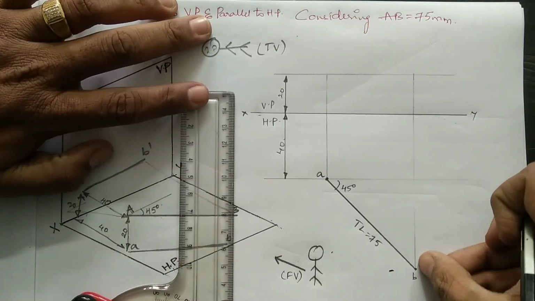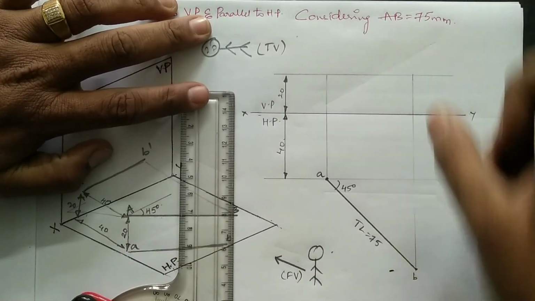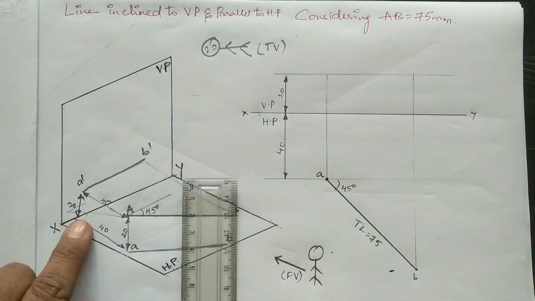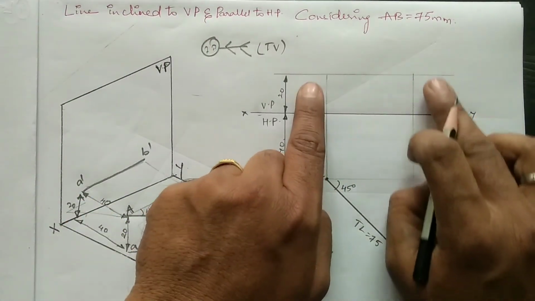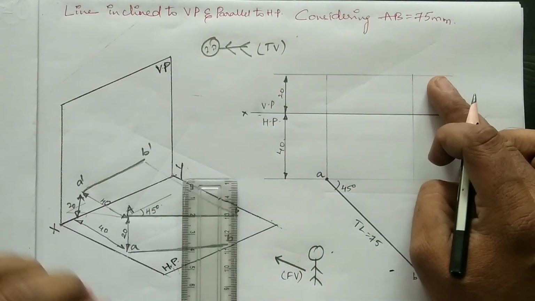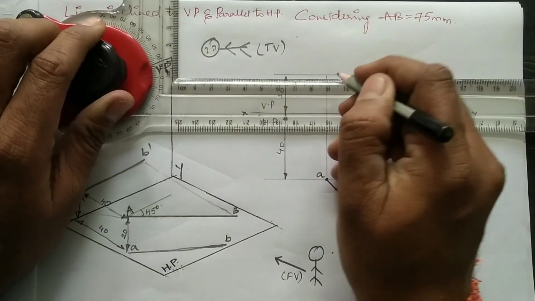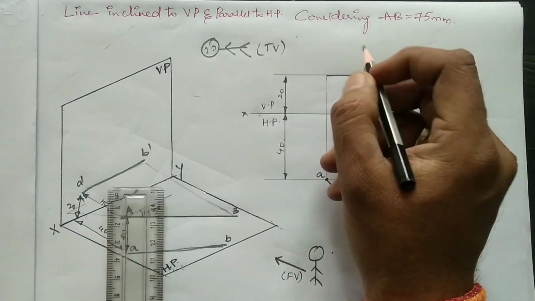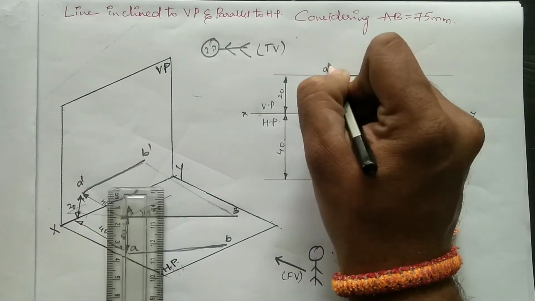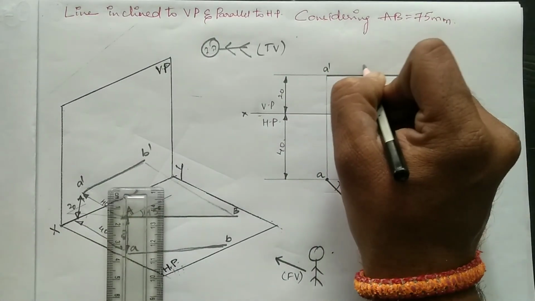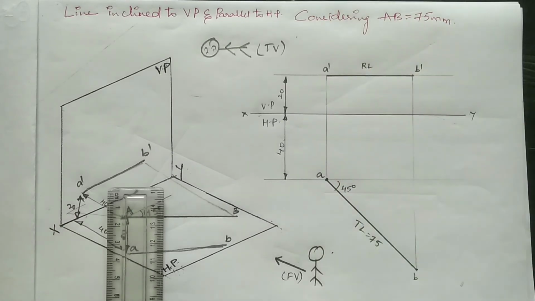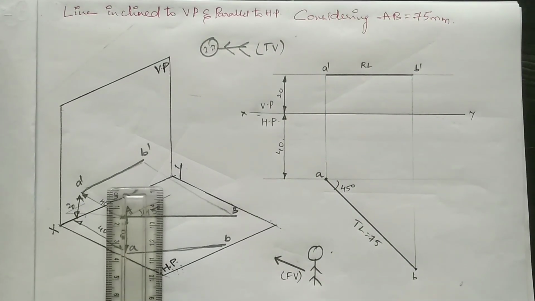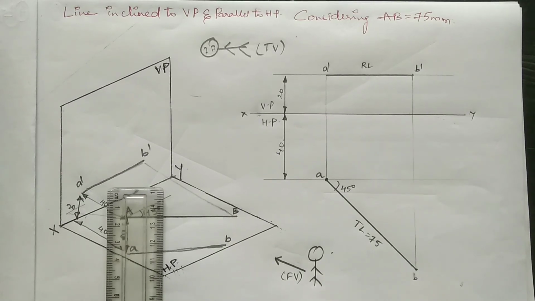Now draw the vertical projection. The projection should always be vertical. And it is above HP, so to that extent, above the XY line by 20 mm above HP, we need to extend. And where these two points are touching, mark them here. Marking these points as A dash, B dash. This is my reduced length. So this is what we have seen about the projection of a line which is inclined to VP and parallel to HP.